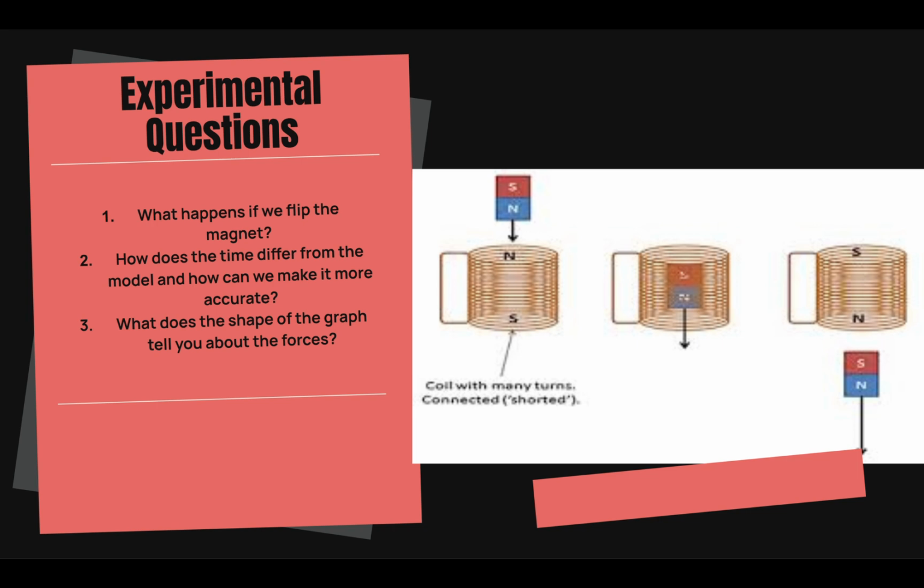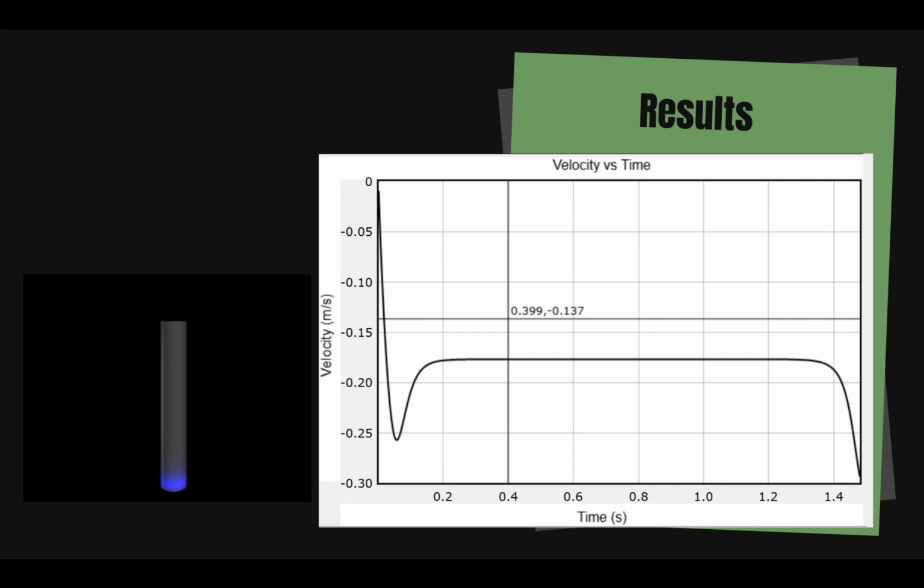What does the shape of the graph tell you about the forces? As we can see in the beginning of the graph, the force of gravity is the only thing acting on it, but during the horizontal part there must be something opposing gravity, which would be the magnetic force. And near the end we can see, since the speed increases again, it's only the force of gravity.